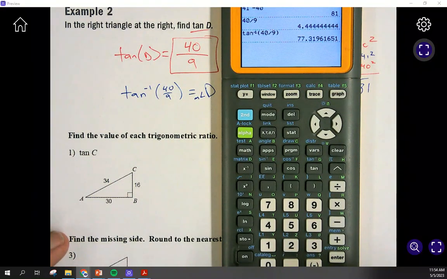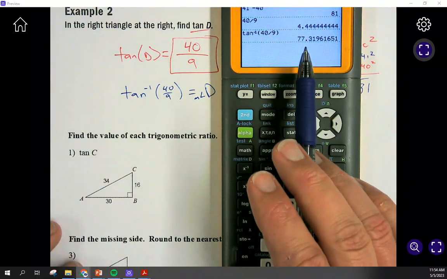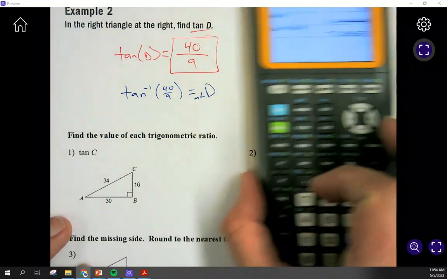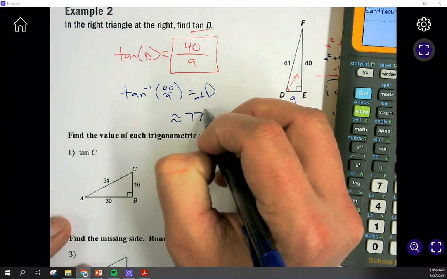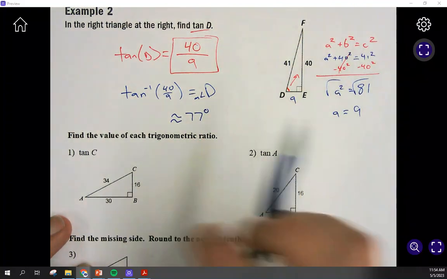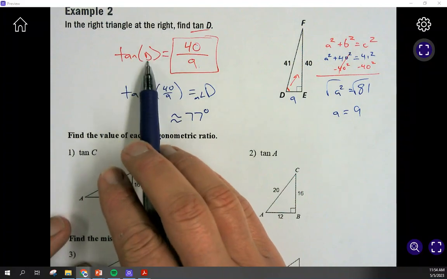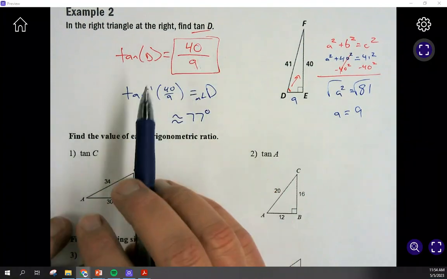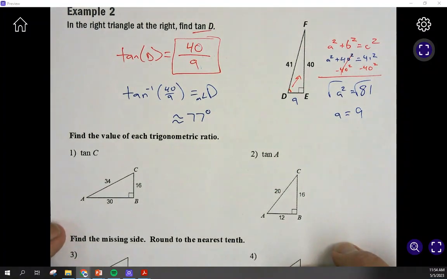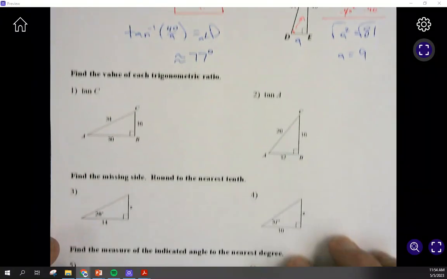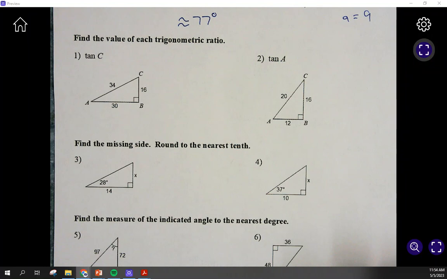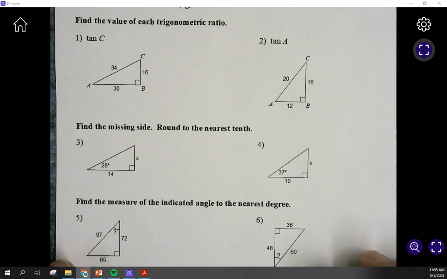my angle must be, and again, these are not going to be perfect numbers. We're not looking at 30, 60, 90s. I'm going to round this to the nearest degree. So it's going to be about 77 degrees. So if we have the ratio and we want to find the angle measure, we flip-flop these, which creates this inverse, and we just use that function on the calculator. All right, let's fly through some practice problems and then get you started on today's work.